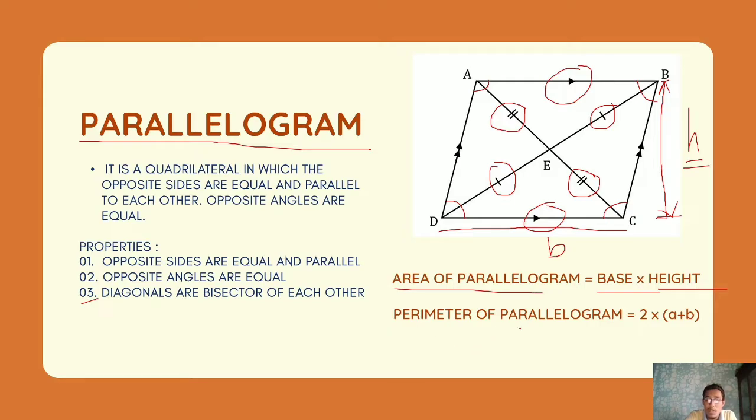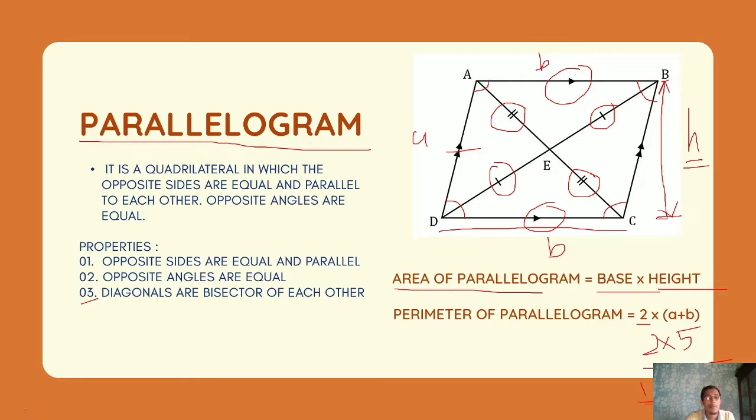And the formula to find perimeter is equal to 2 into (A plus B). So we will consider one adjacent side as A and another side as B. A plus B, suppose A is equal to 2 and B is equal to 3, so it will be equal to 5, and when we multiply this 5 by 2, we will get the perimeter, that is equal to 10.